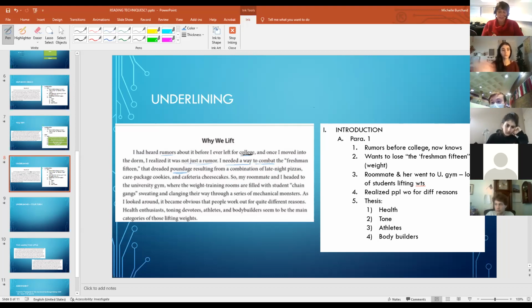Again, we don't need all the details of how she got fat. We do want whoever's involved, my roommate. I like to circle my ands and my ors because it cues me visually that there's more than one thing there. And I'm just going to say university gym. Training rooms were filled with students sweating and cheating. Now, we don't want to pick up mechanical monsters because that's metaphorical, but we might pick up training rooms.